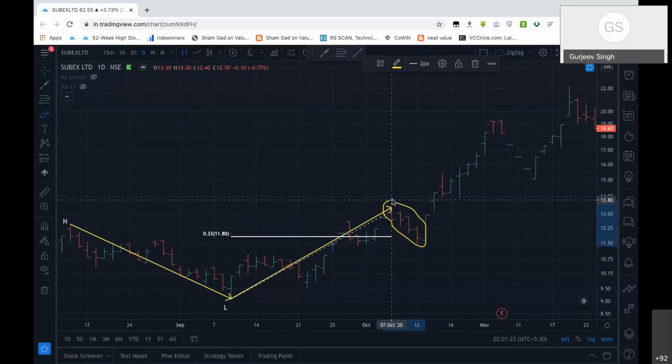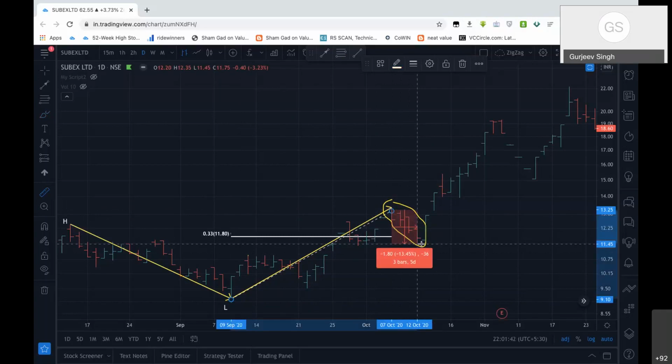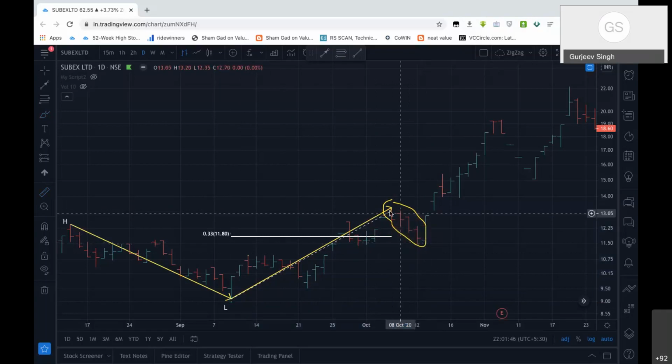This was my previous move, from this bar to this bar, from 9th of September till 7th of October. For an entire month, my trend was up. And then we had downfalls. These downfalls were to the tune of 13% compared from this high. Now, this downfall should be greater than or equal to 33%.